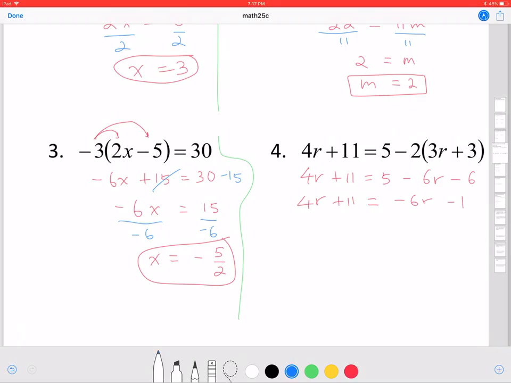Now I'm going to bring this over, which will keep my r term positive, and bring the 11 over. What that will give me is 4r plus 6r is equal to -11 minus 1, which gives us 10r is equal to -12. Divide by 10, and our r is a fraction, but like before, we can reduce it. Each one is divisible by 2, so that gives me -6 over 5.